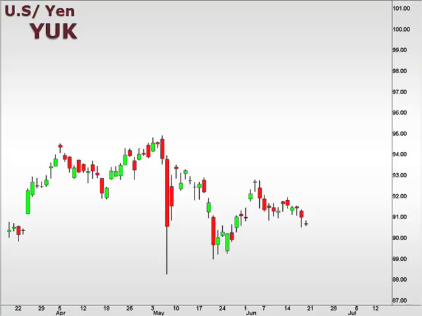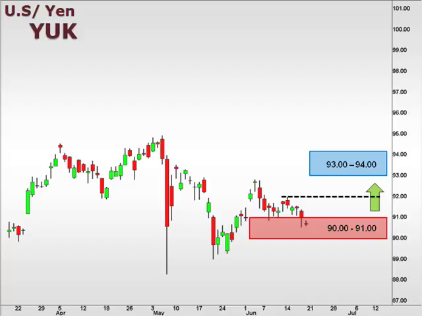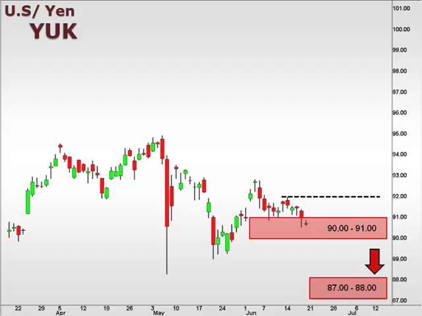The YUK may also be forming a bullish wedge as the pair holds the 90-91 support zone. Should we see a break above 92, this should signal a move higher, which will have us looking for a test of this 93-94 box. A break below 90.5 is likely to signal a drop towards 87.